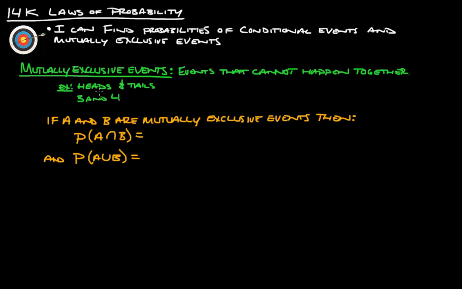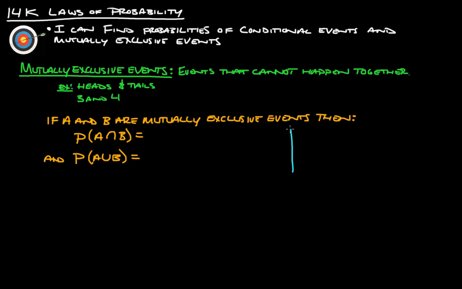Okay, so for example, heads and tails can't happen on the same flip of a coin, and rolling a 3 and a 4 cannot happen on the same roll of a die. All right, so those are just some simple examples. If A and B are mutually exclusive events, then we're going to find the probability of A intersect B, and then we're also going to find the probability of A union B.